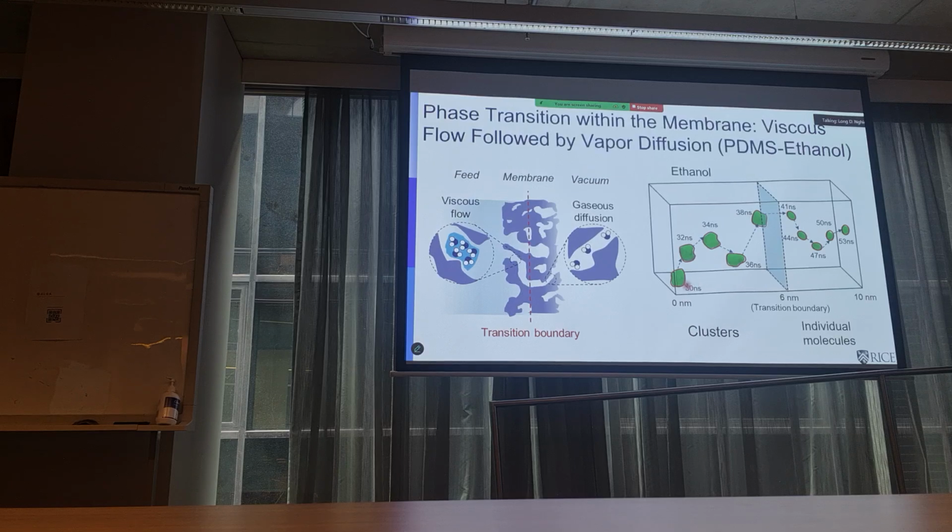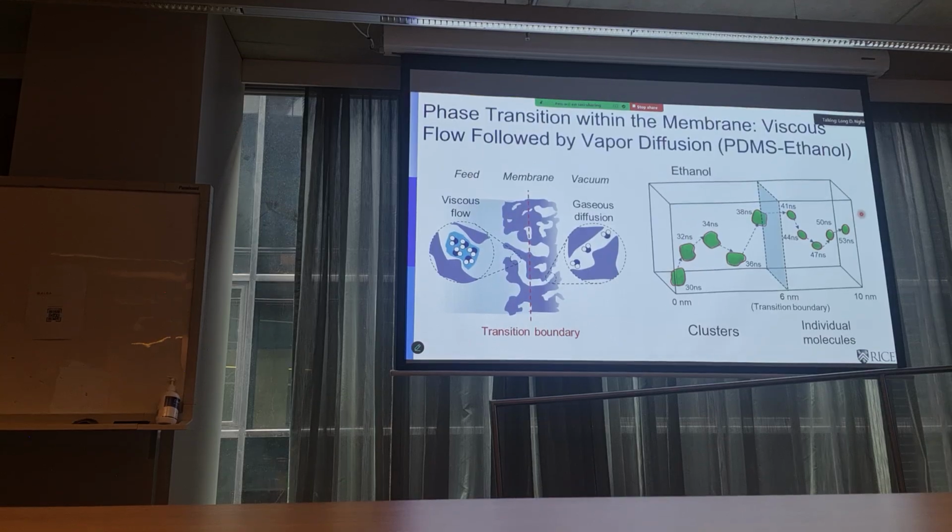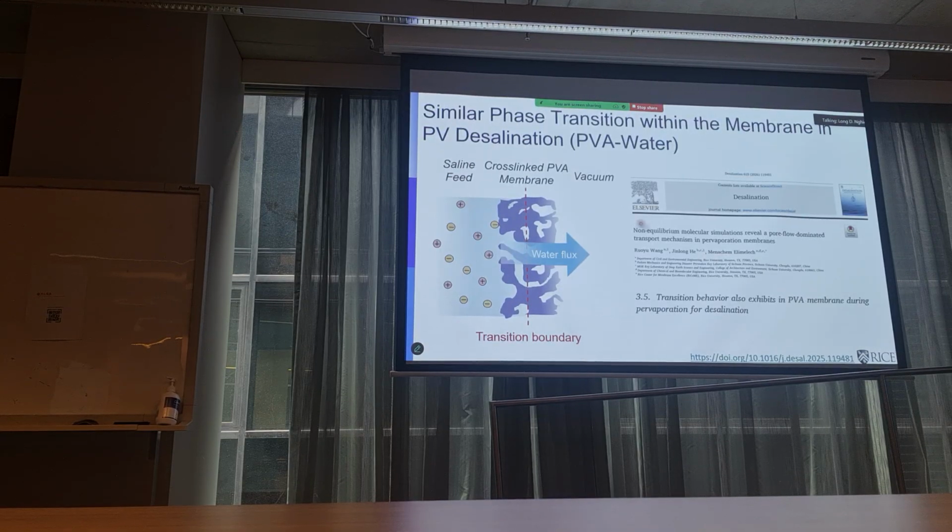So again, these are clusters. We simulated a membrane of 10 nanometer thickness, and at about 6 nanometers, suddenly they all became single ethanol molecules. This, of course, is not captured at all by the solution diffusion mechanism, which assumes that the molecules just flow by diffusion all the way, implying that if by diffusion, they must not be clustered but single molecules, and then when they reach the end, they become vapor. Okay? And then we did an experiment.